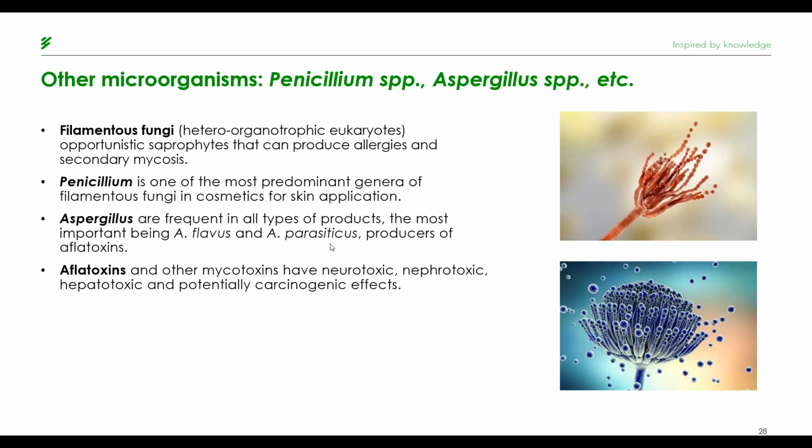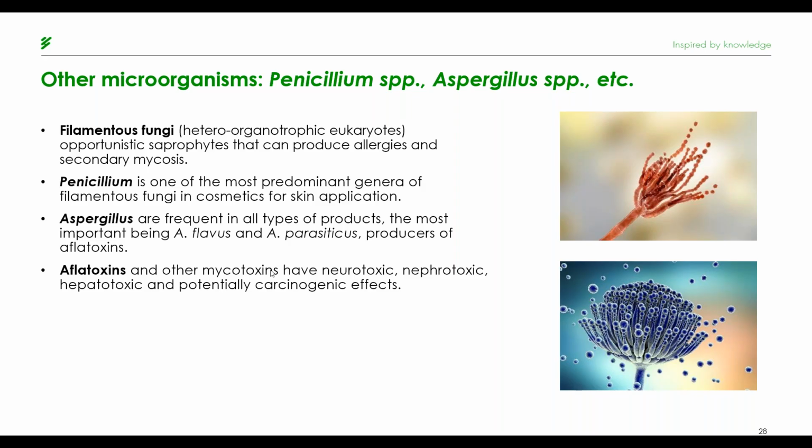Next, we have other filamentous fungi, such as the Penicillium and Aspergillus fungi. They can produce allergies and secondary mycosis, and in the case of Penicillium, it's one of the most predominant genera of filamentous fungi in cosmetics or for skin application, so their analysis is also very important. And Aspergillus, that are frequent in all types of products, but the most important species of this genera is Aspergillus flavus and Aspergillus parasiticus that can produce aflatoxins.